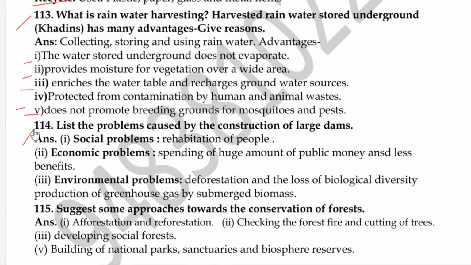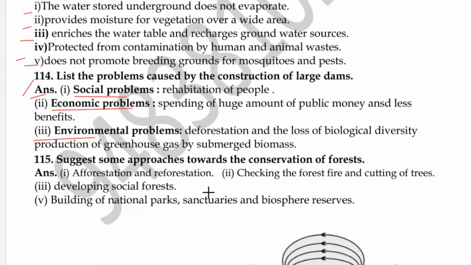Next question. List the problems caused by the construction of large dams. Problems which are caused by the construction of large dams are: number one, social problems, rehabilitation of people. Number two, economic problems, spending of huge amount of public money and less benefits. Number three, environmental problems, deforestation and the loss of biological diversity, production of greenhouse gas by submerged biomass.